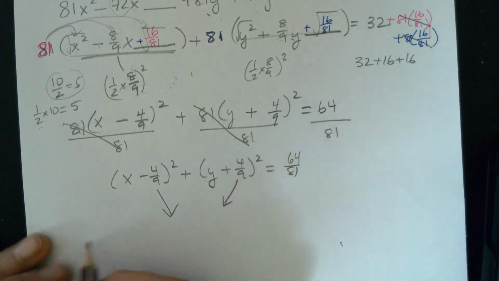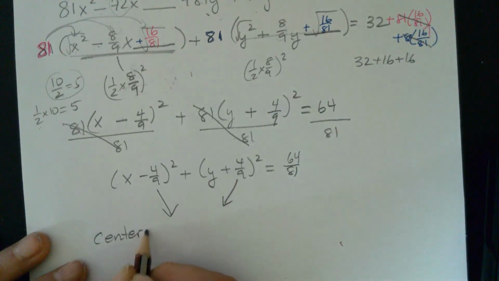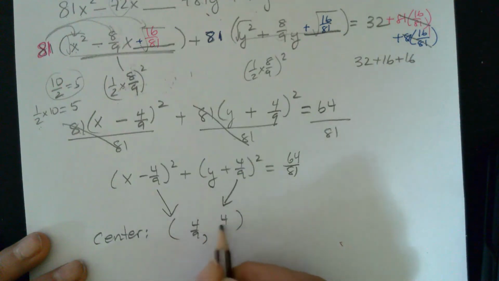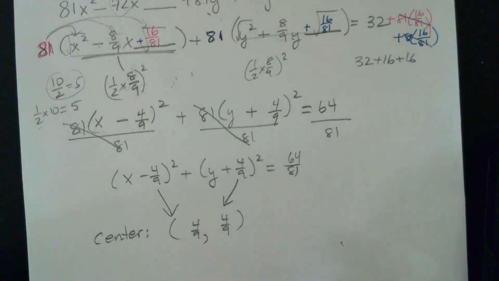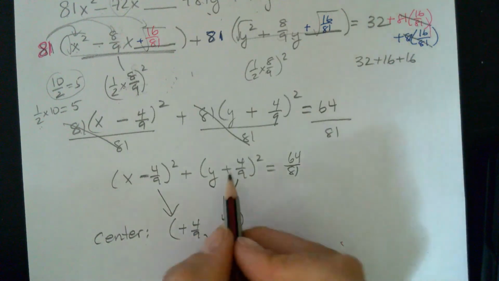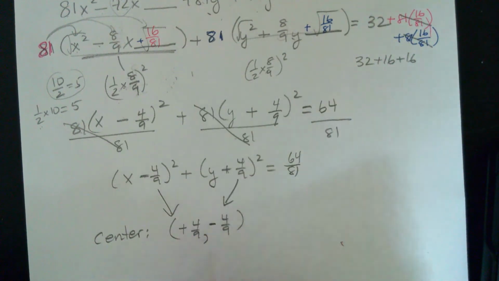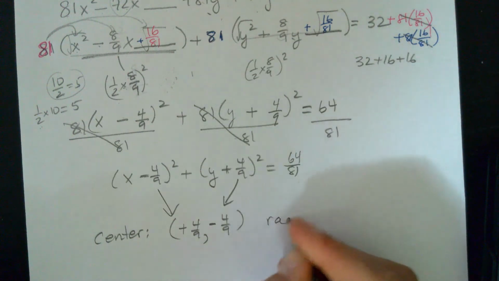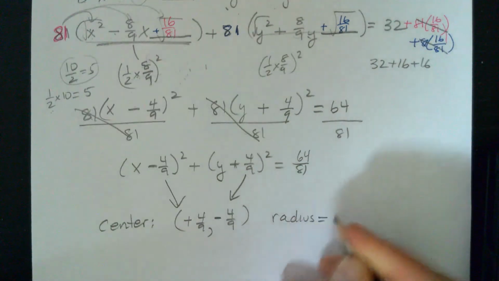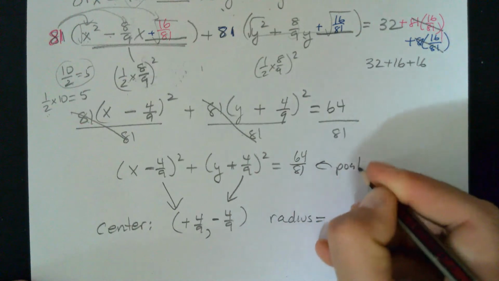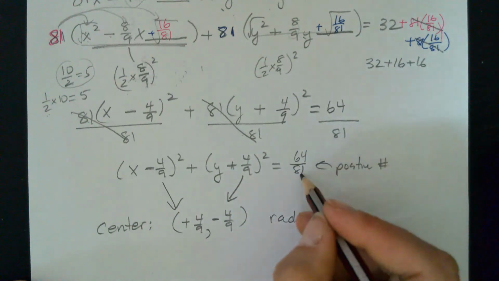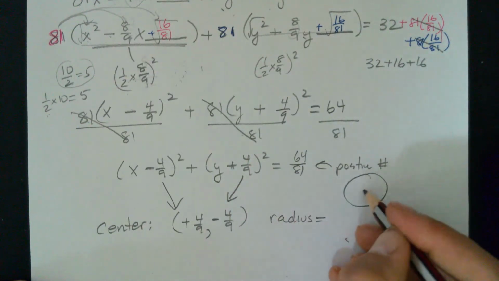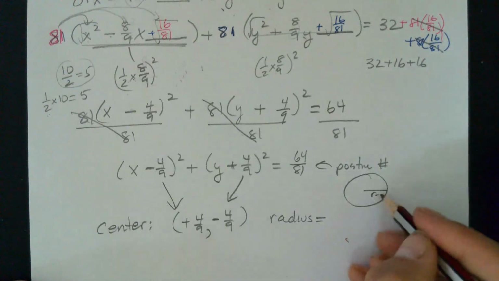This tells us the center. 4 over 9, 4 over 9. But wait, stop. If this is minus, this is plus. You always have to do opposite. If this is plus, this is minus. And my radius is equal to a positive number. Because it's a positive number, we know it's going to be a circle because it's going to have a radius.